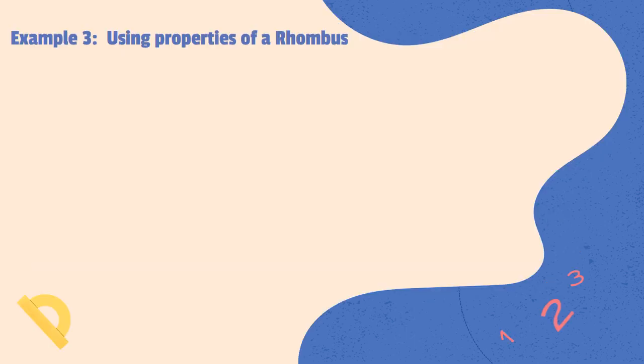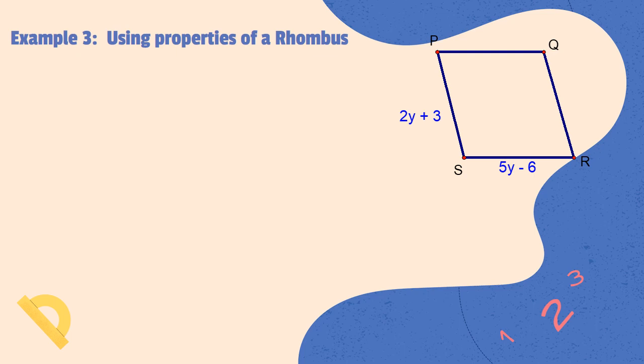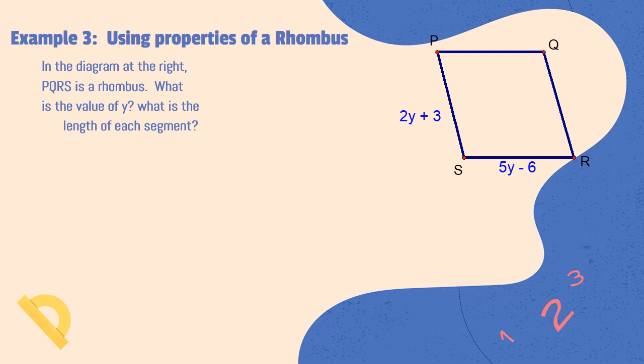Let's make an example 3, and in this case we're going to use the properties of a rhombus. Here we have the rhombus PQRS, and in this diagram we need to find the value of y and also what is the length of each segment. I know by definition that if a figure, in this case PQRS, is a rhombus, all the sides must be congruent.